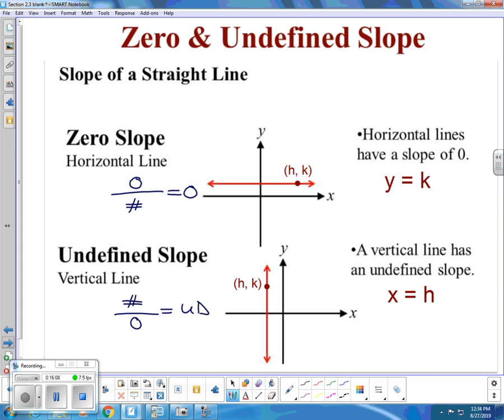So that makes an undefined slope. These are the easiest equations to write. If it's horizontal, you write the equation to describe how it's hitting the y-axis. It's hitting at a specific k value. Whatever the y value is there is going to be your line. Y equals whatever that number is. If it's vertical, you are cutting the x-axis at a particular number. So it's x equals whatever that number is.